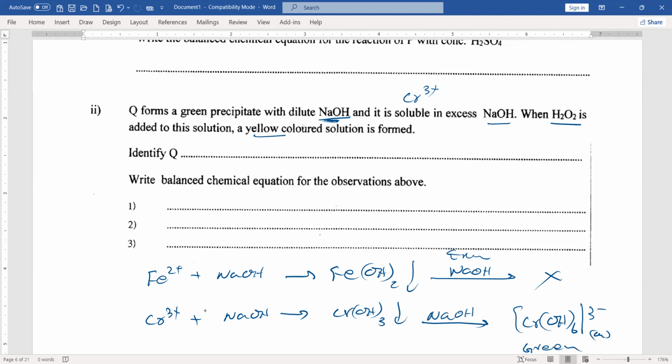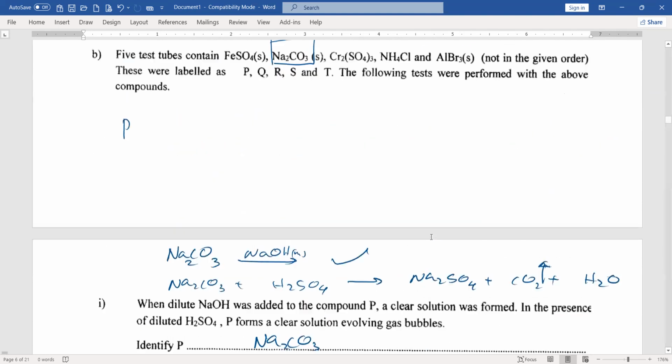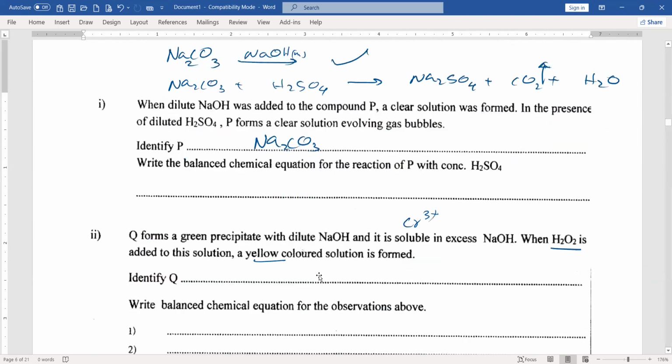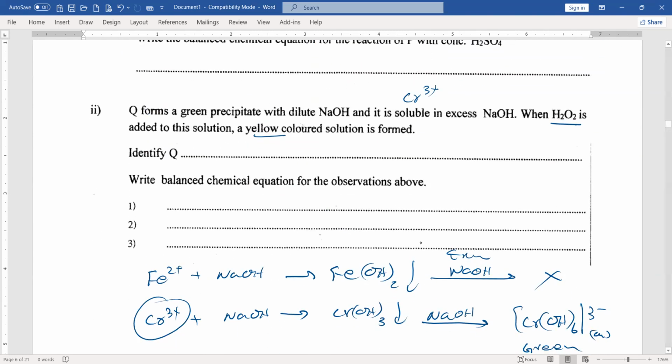So it says, forms a green precipitate with dilute sodium hydroxide solution, soluble in excess sodium hydroxide, then it is chromium. So Q is chromium sulfate. According to the given information, chromium is available as chromium sulfate, Cr2(SO4)3. So Q is chromium sulfate, Cr2(SO4)3.